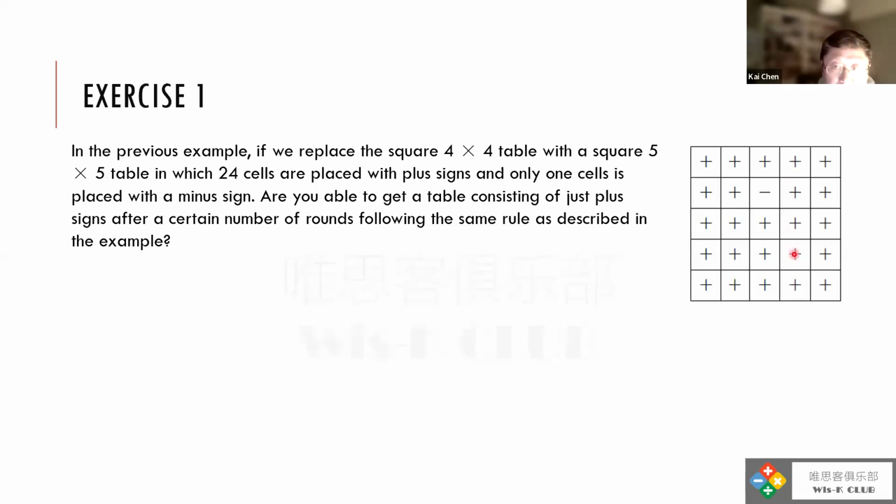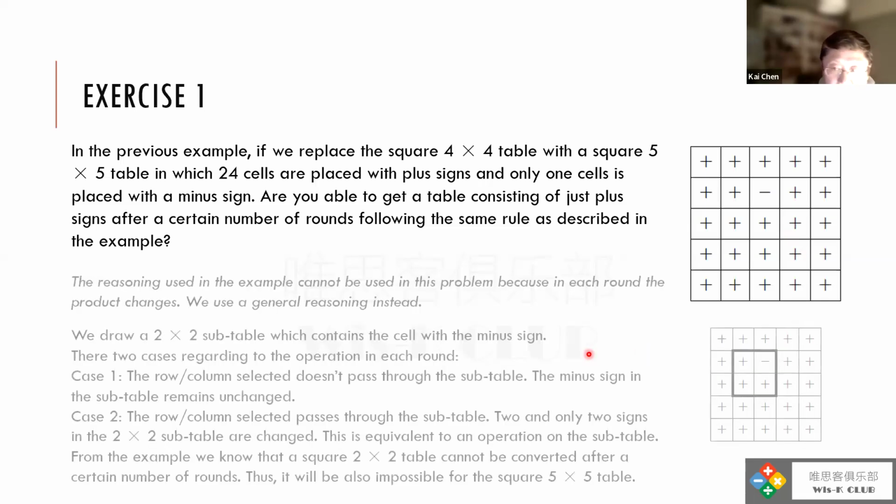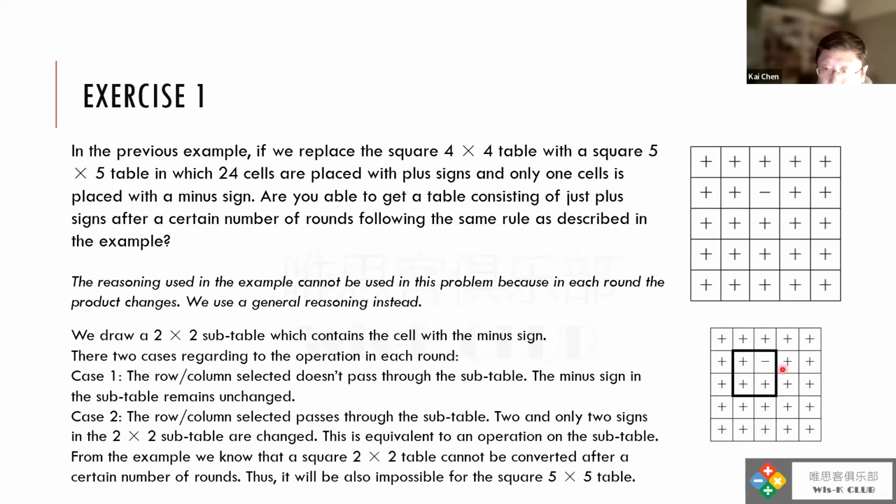So here, what we are going to do is focus on a 2 by 2 table. Because we have a minus, it's easy to find a 2 by 2 table, either here or here, it's the same. So you can freely choose one 2 by 2 which contains the minus sign. It's always feasible, right? Now think about the operations of each round. There are 2 cases actually.